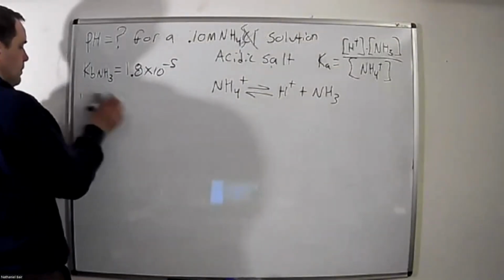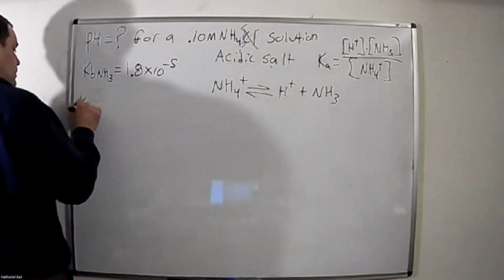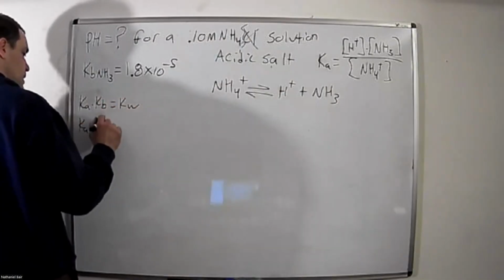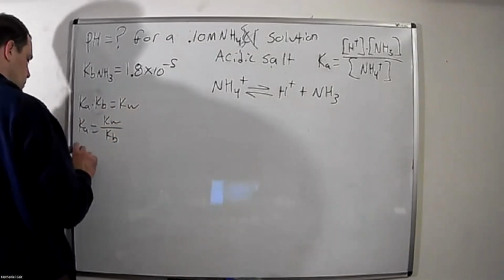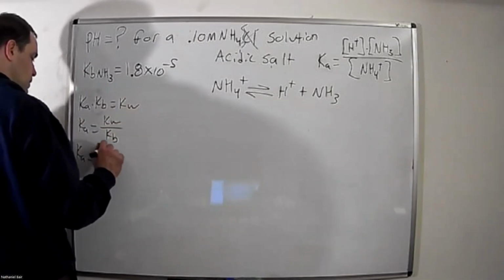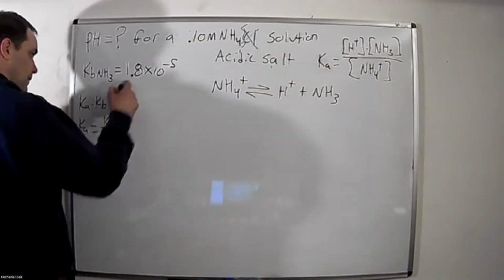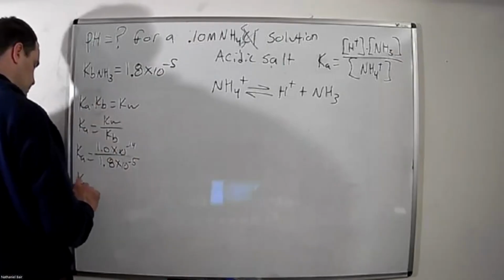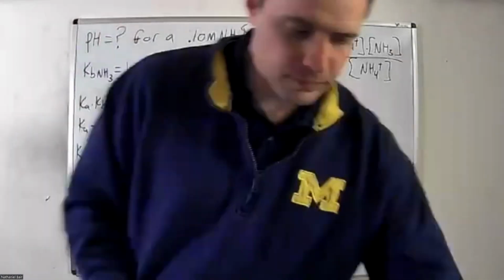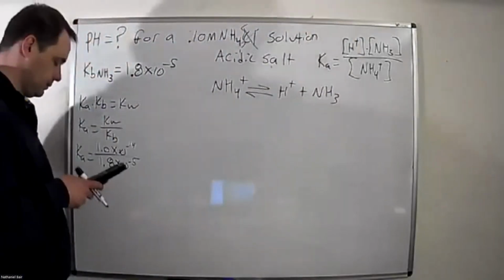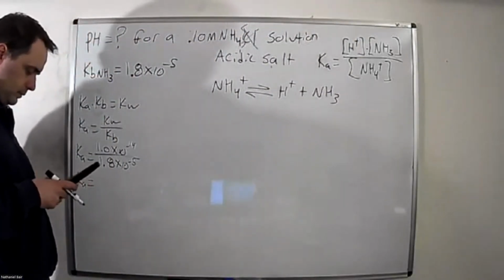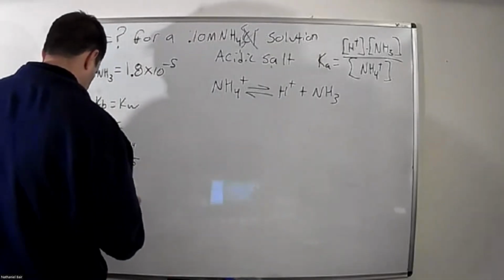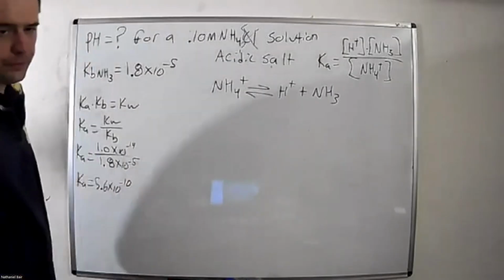So how do we get Ka? Well, Ka times Kb equals Kw. So Ka equals Kw divided by Kb. Ka equals 1 times 10 to the negative 14th divided by 1.8 times 10 to the negative 5th. And we get 5.6 times 10 to the negative 10th for our Ka value.